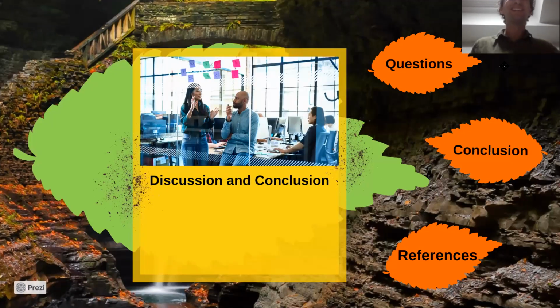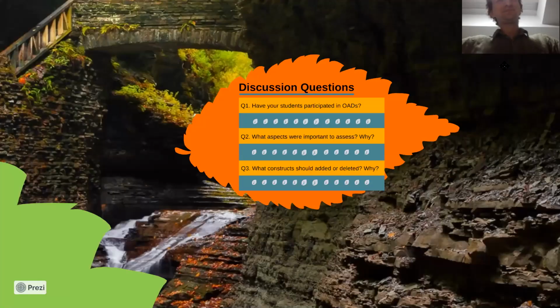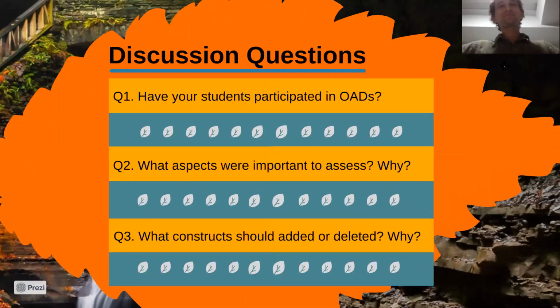Thank you. I'm so sorry, Andrew. I know you wanted to say. All right, so we have some questions. Have your students participated in online asynchronous discussions? How did it go? What aspects were important to assess? Why were they important? And what constructs should be added or deleted, and why?